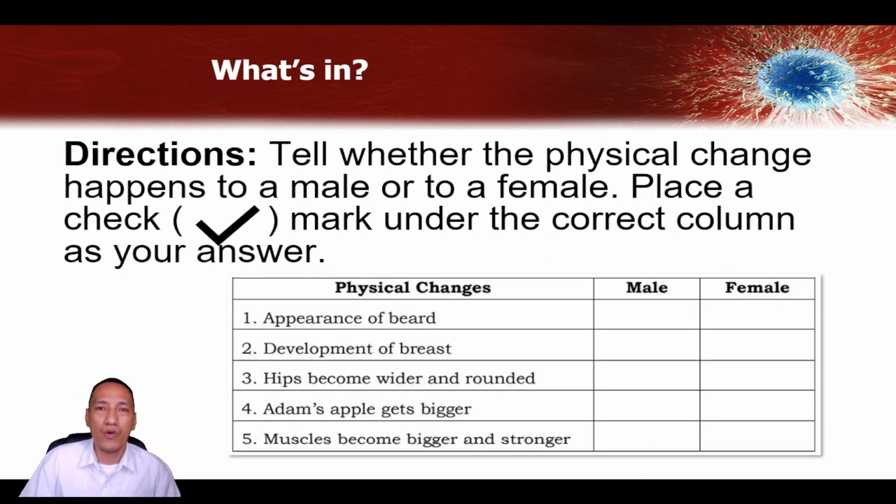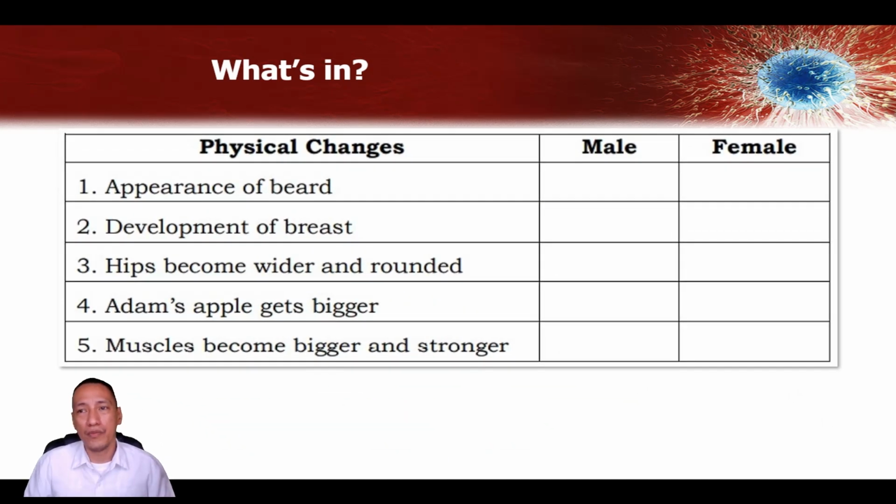So let's continue. Unang-una makikita sa regular self-learning module ay yung tinatawag na what's in. Don't you worry guys, yung PIVOT ay nilagay ko dun sa activity parts. So what's in, sabi niya dito, in case na yung learning activity sheets nyo ay may ganito, I will help you out with this one. Directions, tell whether the physical change happens to a male or to a female. Place a check mark under the correct column as you answer. So we have here yung column ng physical changes 1 to 5. So kapag ang sinasabi sa number ay pang lalaki, place a check mark for that one under the male column. At pag siya ay pang babae, place the check mark under the female column.